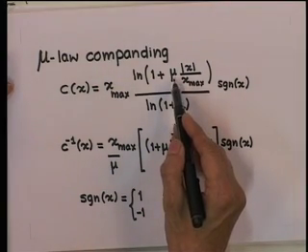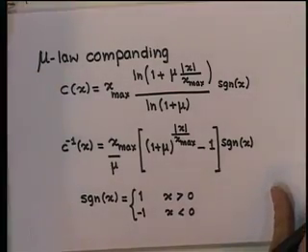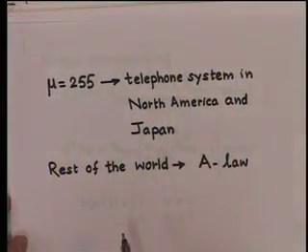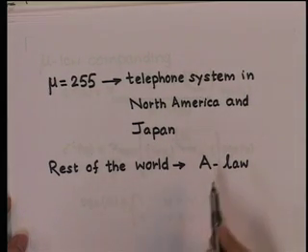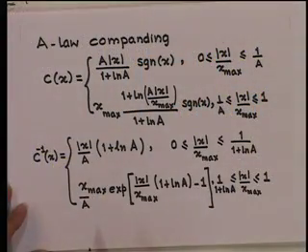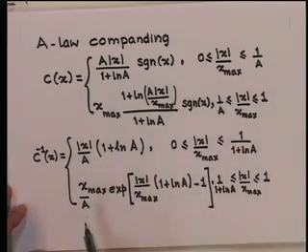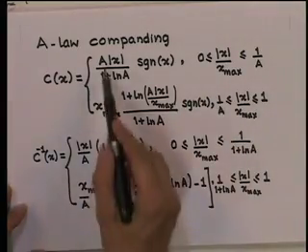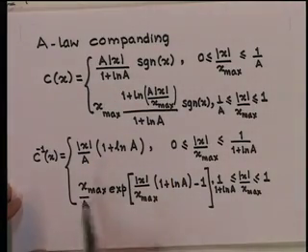Mu equal to 255 is the value which is used in telephone system in North America and Japan, whereas the rest of the world use A law characteristic for companding, and that is given as follows. So, this is A law companding, where the characteristic is a function of the parameter A, and the typical value for A is equal to 100, and for the same A law companding, expander characteristic is specified as shown here.